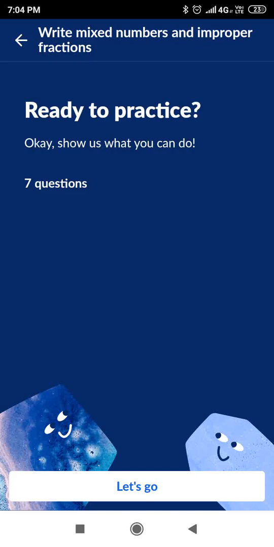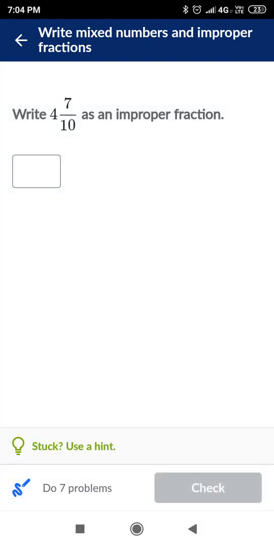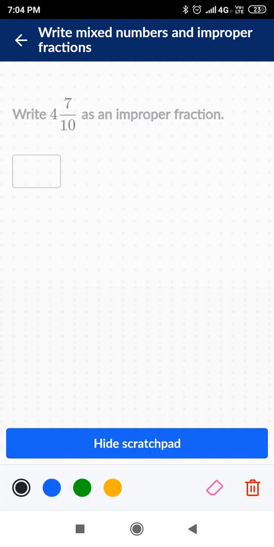Write mixed numbers and improper fractions. Four and 7 by 10. This means that you have 4 full pieces, let's say of roti, and 7 pieces of size 1 by 10.